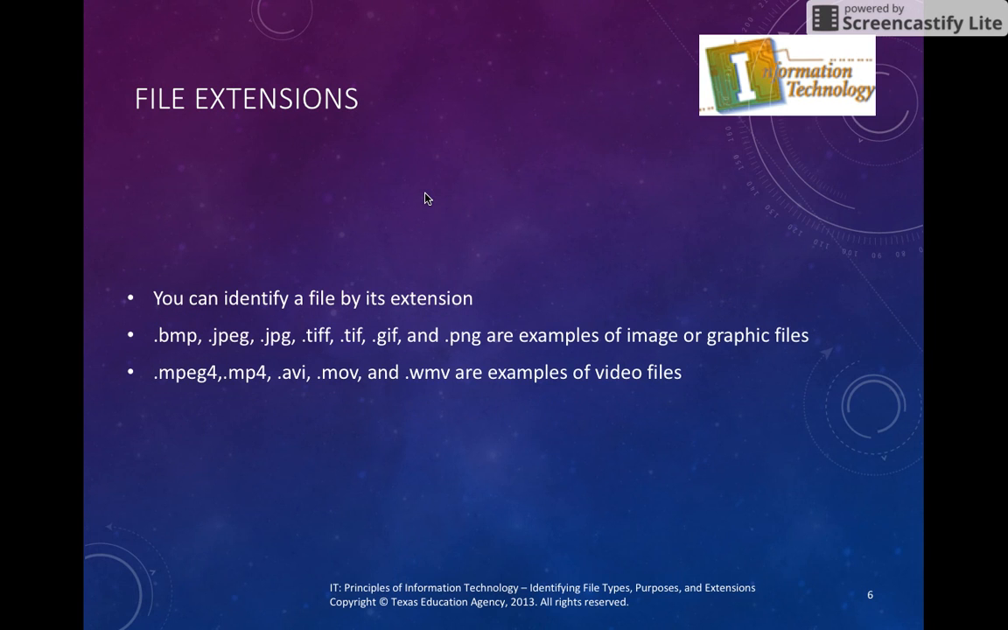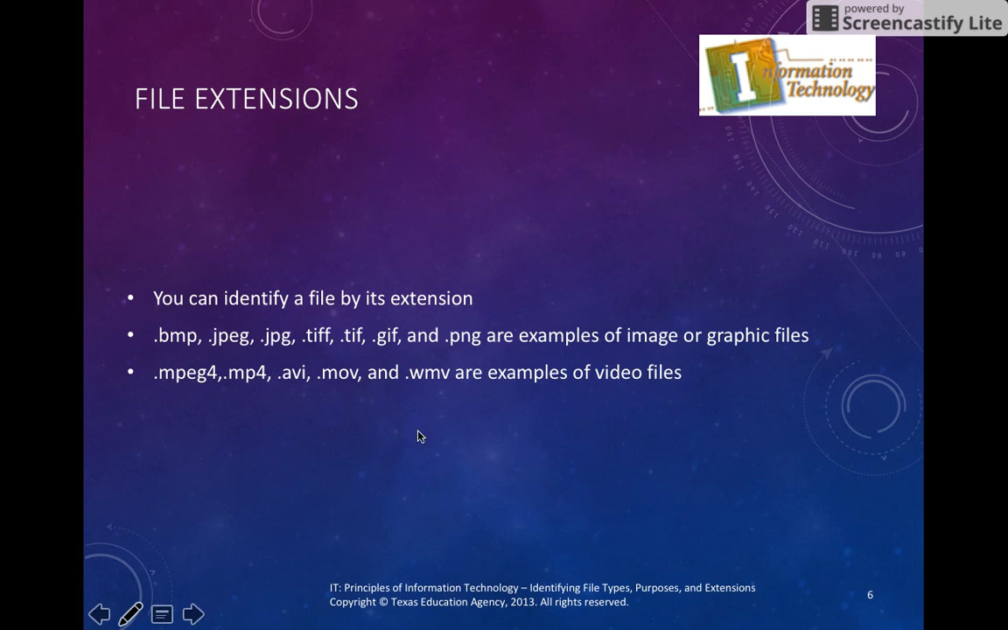All right, so moving on then, you can identify a file by its file extension. Just like I showed you in the examples, those different dots, dot whatever, so .bmp, .jpeg, all of those give a hint or a clue as to what type of file it is. Most people know by now that a .jpeg is a type of image or graphic file. A .gif is another type of graphic or image file. A .png is another example of those. So all of those on top are different image or graphic files.